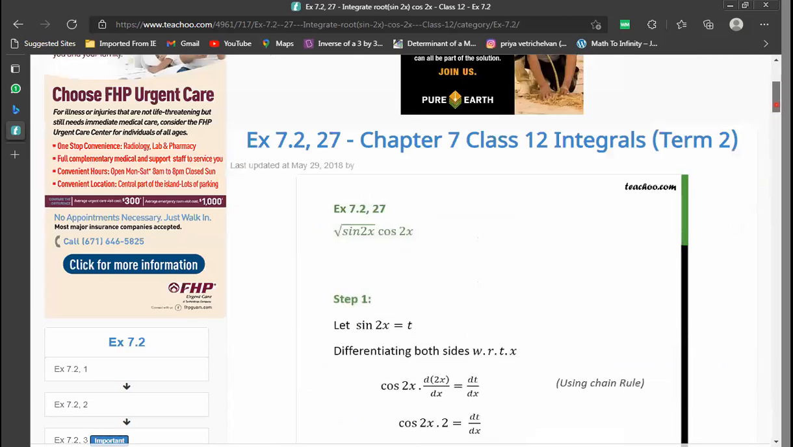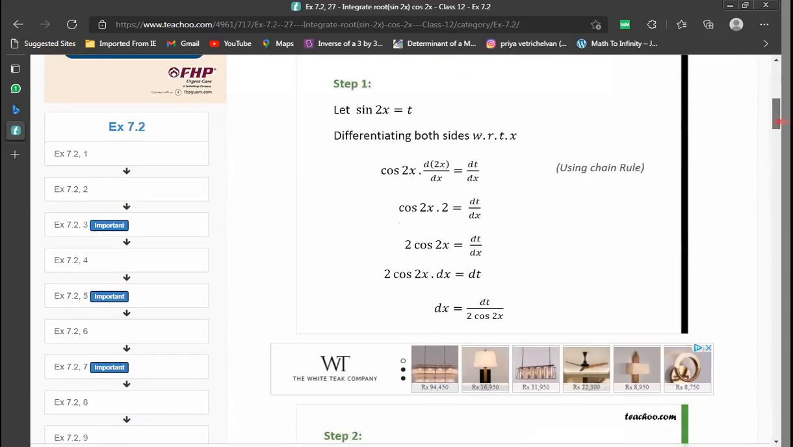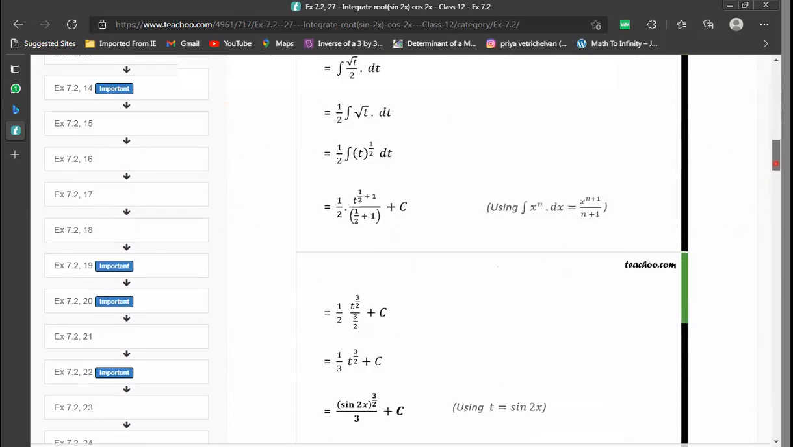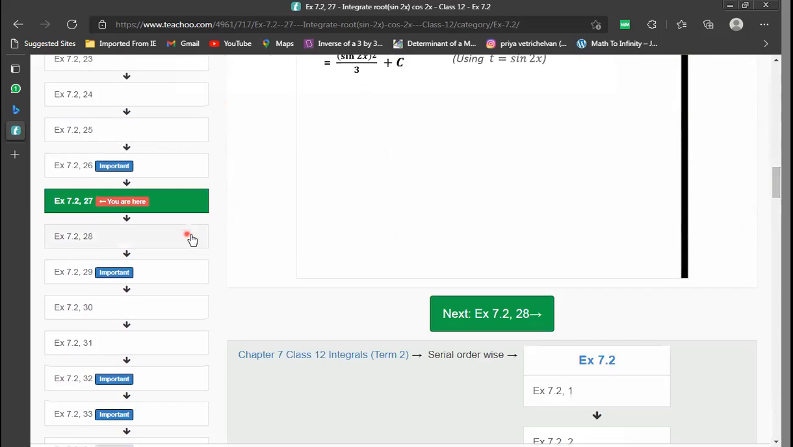Question number 27, you do have square root of sin 2x into cos 2x. So choose sin 2x as t and do the differentiation. That is also very easy only.